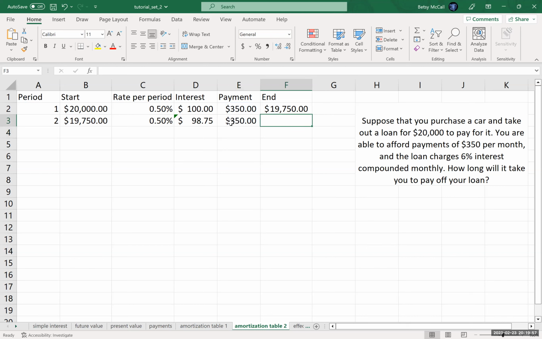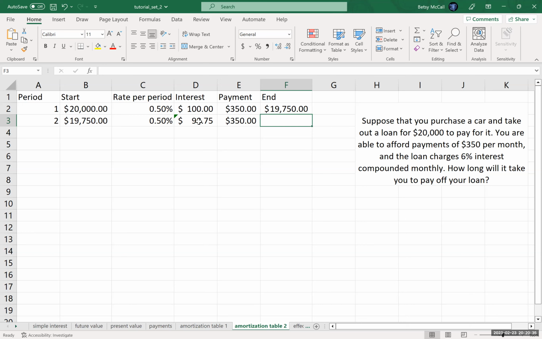And one of the reasons that I put this equal to the previous value before I copy it is because sometimes Excel tries to be helpful, and then it will add $1 to every payment when you copy it down. So this way, if I set this equal to the previous value, then it will stay $350 instead of slowly incrementing to 350, 351, 352, and so forth. And then finally, the end is the same formula. It is the starting amount plus the interest minus the payment.